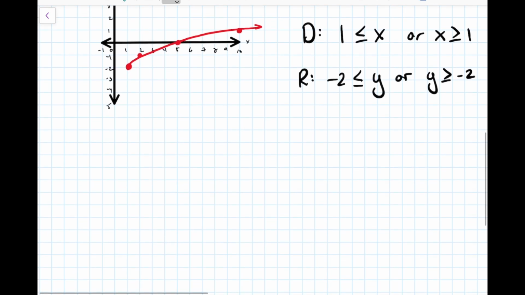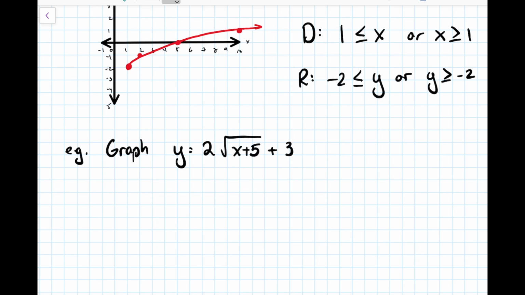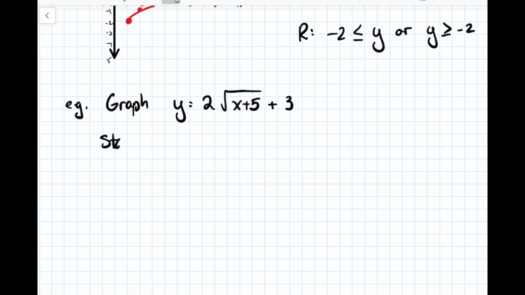All right, let's try another one. We're going to graph y equals 2 root (x plus 5), plus 3. Our graph is going to start at which point? Again, think vertex form. Our p-value, it's not actually p, it's a different letter, which I'll get to later. But our x-coordinate is going to be at negative 5, and our y-coordinate is going to be at positive 3.